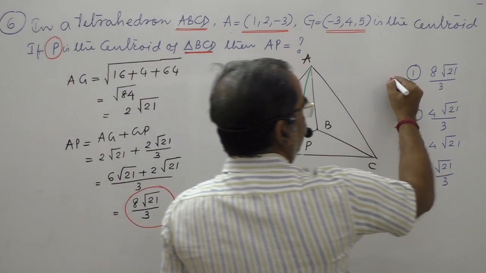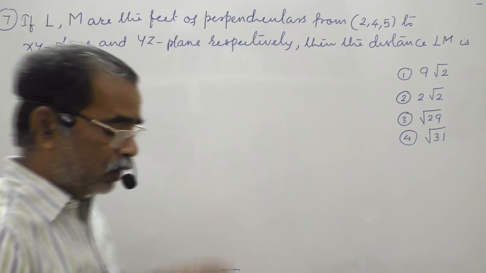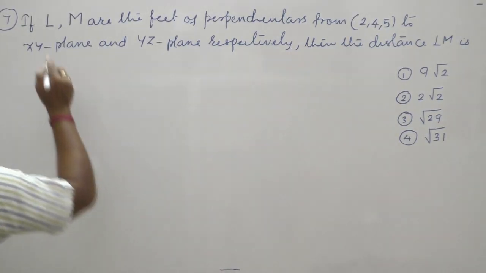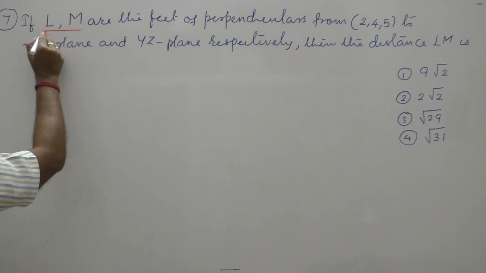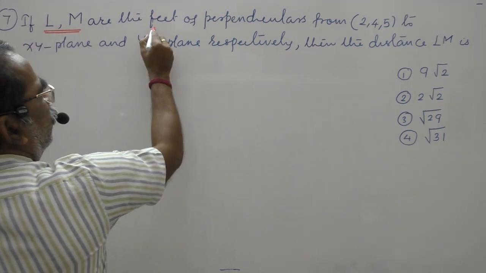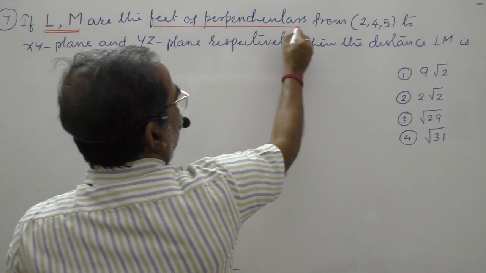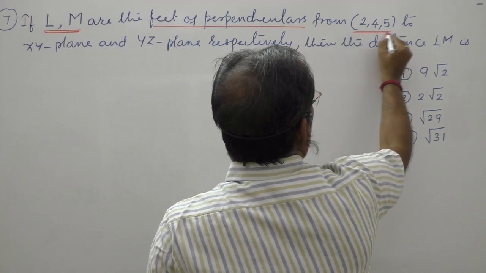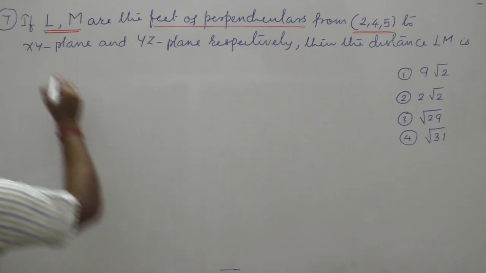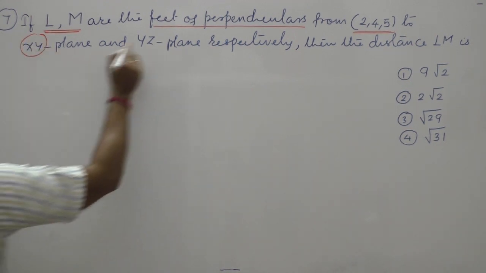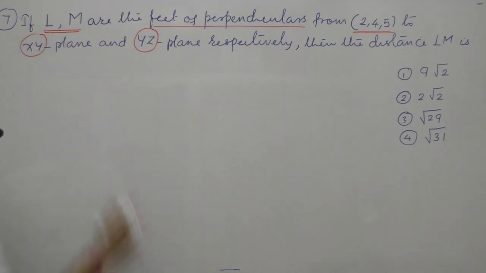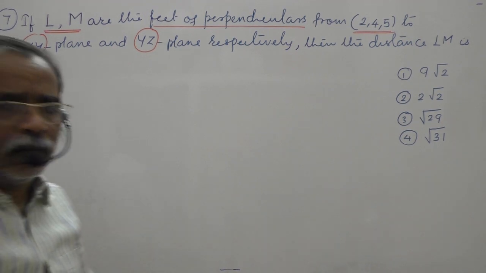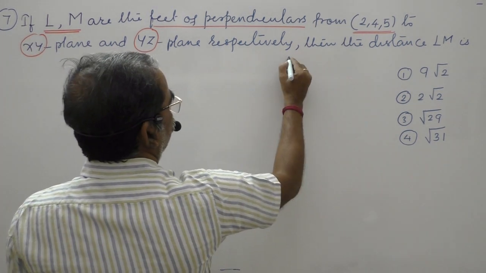That's all. Therefore, this is the length AP. Therefore, first option. Yes. Question, please see. Here L and M are feet of perpendicular from the point (2, 4, 5) to the XY plane and YZ plane. Then what is the distance LM? Very simple. Please see.